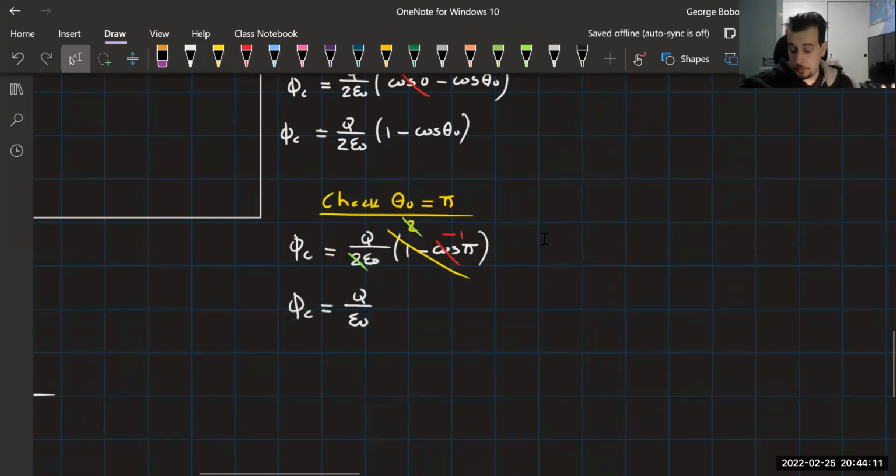Okay, so it works, right? It tells you basically now you have a function that tells you, depending on what chunk of your sphere you want to keep around, how much flux is going through that chunk. And if you keep the entire sphere, obviously the flux is going to be Q over epsilon naught, as Gauss's law says.